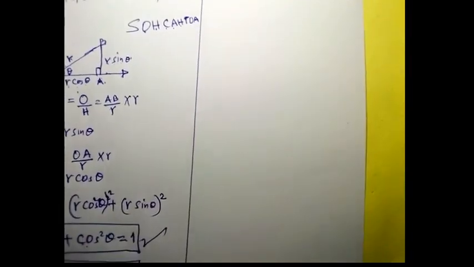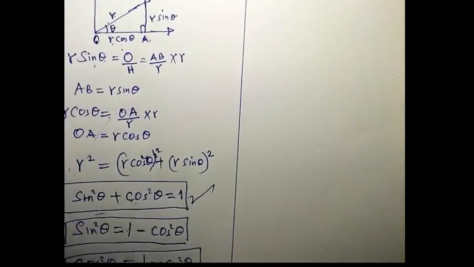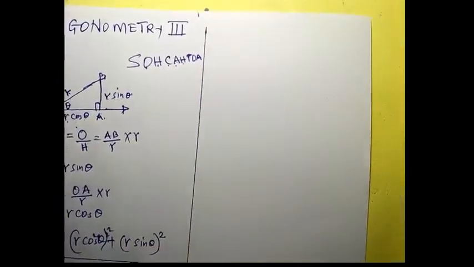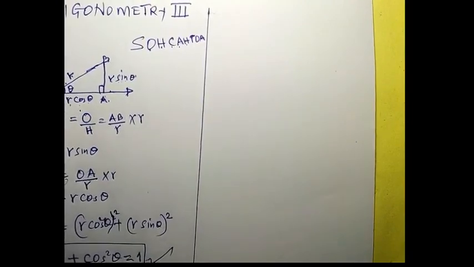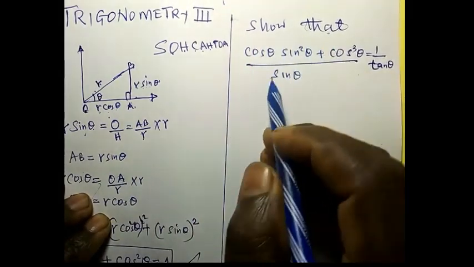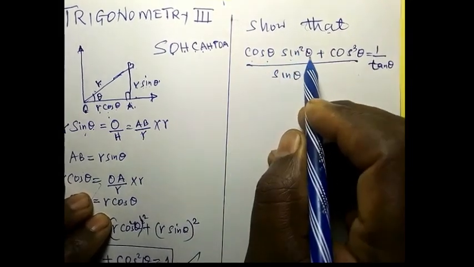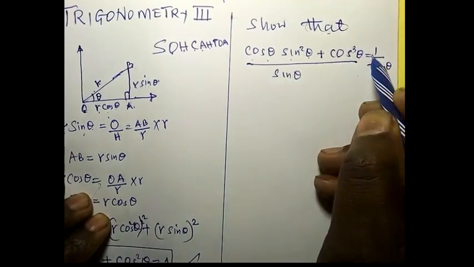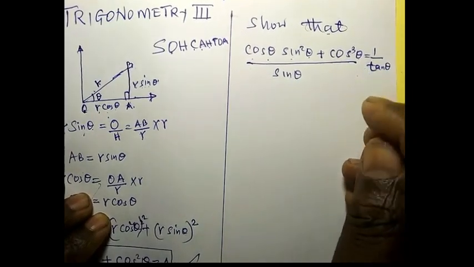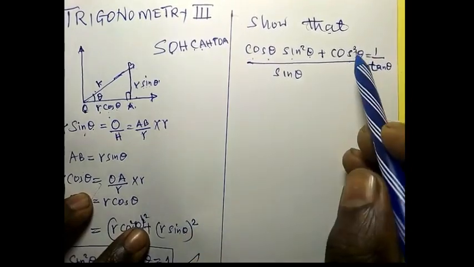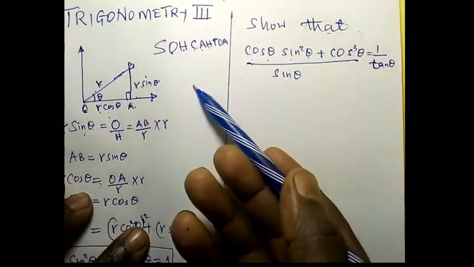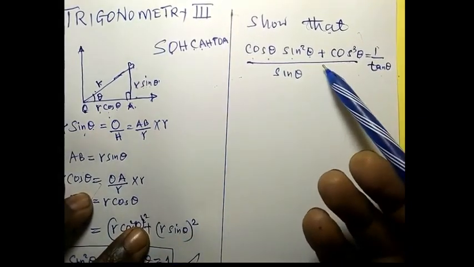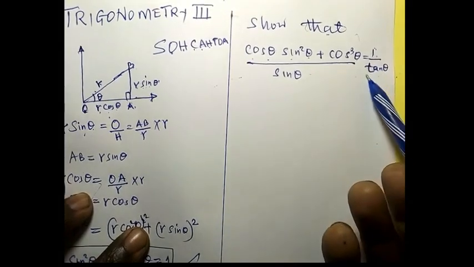So let us look at an example. How are these equations applicable in an example? Now we have been asked to show that cos theta sine squared theta plus cos cubed theta, divided by sine theta, will be equal to 1 over tan theta. So our aim is to work on the left side to finally get the answer 1 over tan theta. So we want to show that this one and this one are equal.